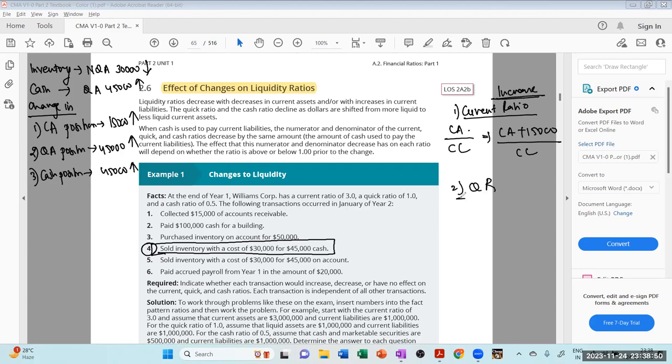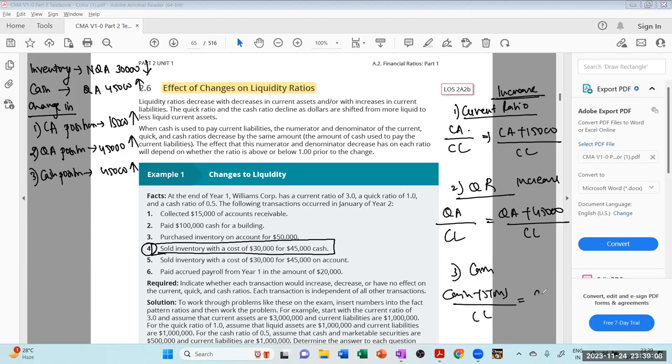Second, your quick ratio. Can I say it is quick assets upon current liabilities, which is equal to quick assets plus 45,000 this time upon current liabilities. So this is also going to increase. Can I say that your cash ratio is cash plus STMS upon current liability? So this is equal to cash plus STMS plus 45,000 upon current liabilities. This is going to increase. Right? All ratios are going to increase. Agreed or disagreed? Yes, sir.